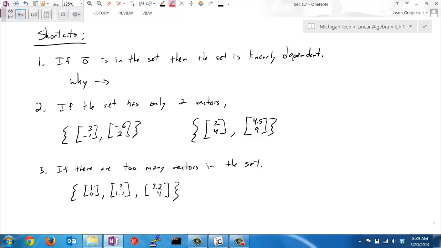So the question is why? Why is that? Why don't you take a second and chat with your neighbor and see if you can come up with a reason for why that makes sense. Feel free to write some stuff down here. Think about the definitions. What is the definition of linearly dependent? What would that mean? Write something down and see if you can come up with something.